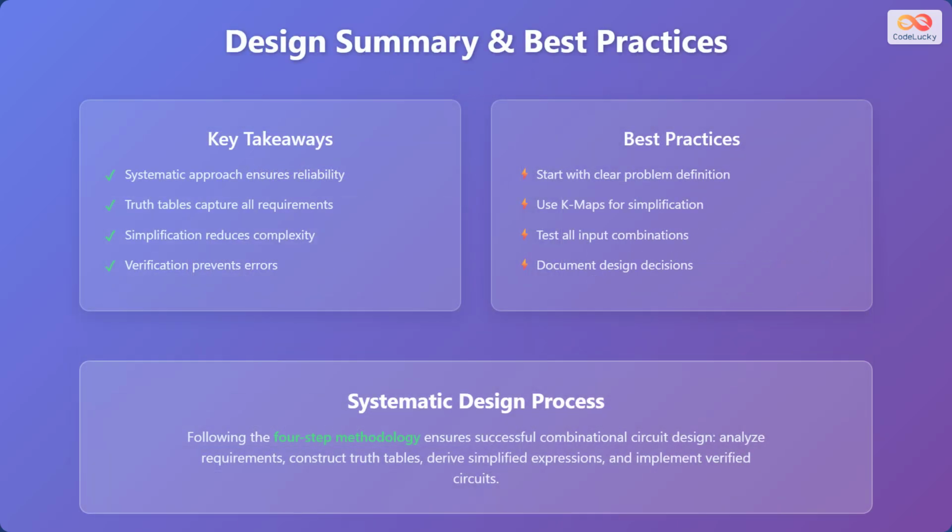In summary, some key takeaways include: a systematic approach ensures reliability, truth tables capture all requirements, simplification reduces complexity, and verification prevents errors. For best practices, start with a clear problem definition, use K-maps for simplification, test all input combinations, and document design decisions. Following the 4-step methodology ensures successful combinational circuit design. These steps are: analyze requirements, construct truth tables, derive simplified expressions, and implement verified circuits.